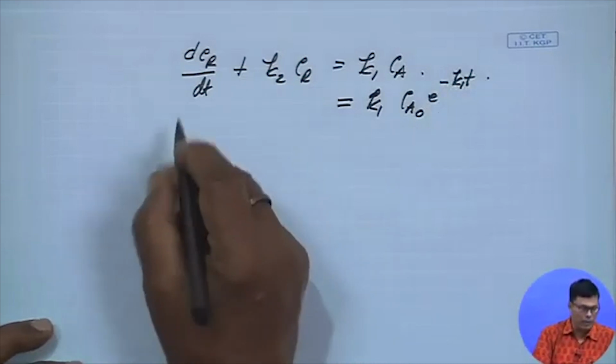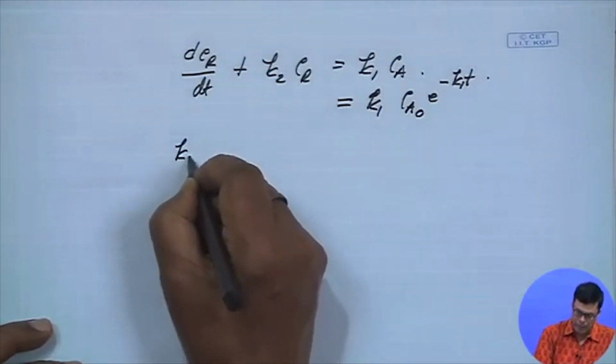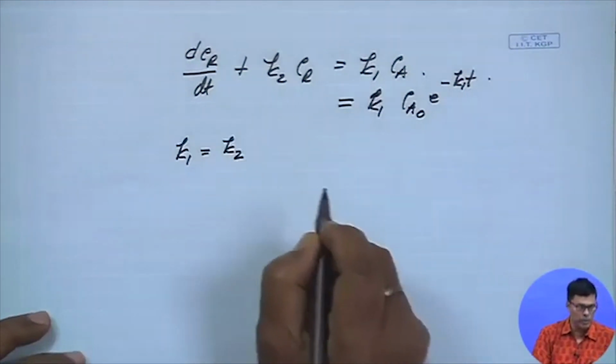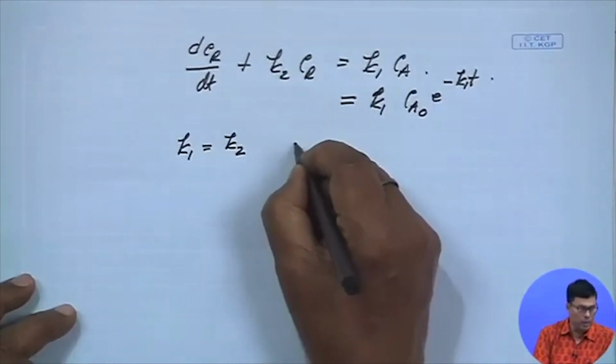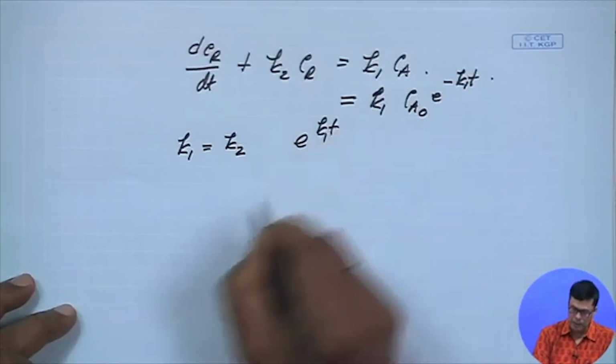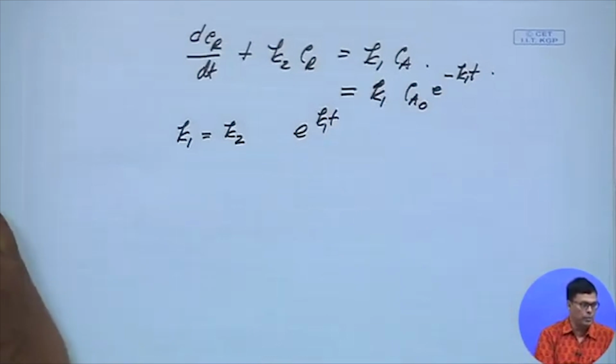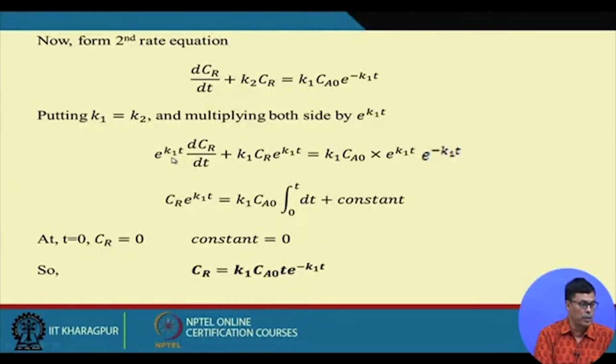Now if we multiply both sides, here K1 equals K2, and multiplying both sides by e to the power K1t, what will we get? We will get this equation: e to the power K1t dCr by dt plus K1 into Cr e to the power K1t. Here e to the power K1t into e to the power minus K1t cancel each other, this will be 1. Am I right?